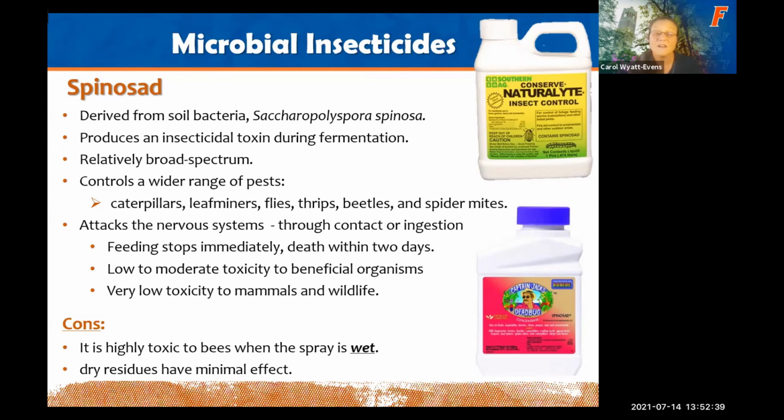So it does the same thing. It stops them from feeding within minutes of contact, and then they're going to die within a couple of days. So it has a very good toxicity profile on non-target organisms. It doesn't harm our beneficial and our non-target insects, as well as mammals and our wildlife. The one thing to remember about spinosad, and this is a real big caution, is that it's highly toxic against bees, against our honeybees, but only when it's wet, right? When you first spray it, if you come in contact with a bee, that bee is going to die. I mean, no doubt about it, that bee will die.